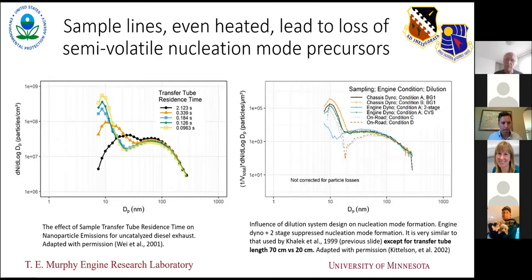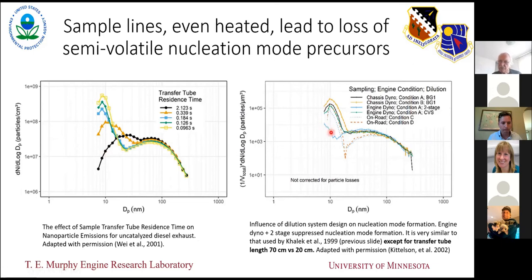One of the things that people are getting wrong right to this day is sampling lines. You can't have any kind of a long sample line if you're going to measure semi-volatile material. The plot on the left shows what happens when you go from less than 1/10 of a second residence time in the sample line out to 2 seconds, and it completely wipes out the nucleation mode.